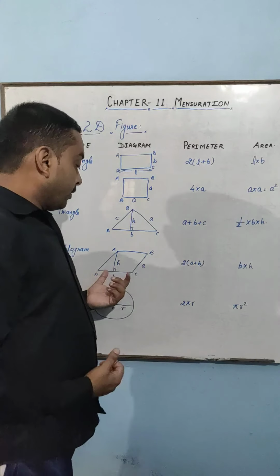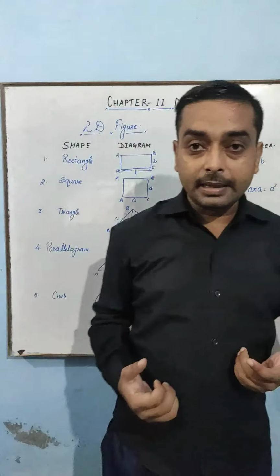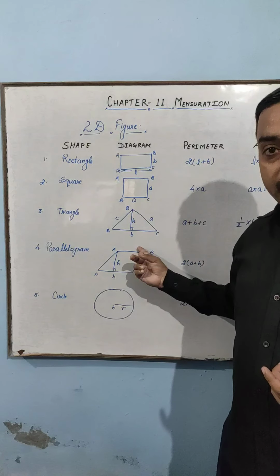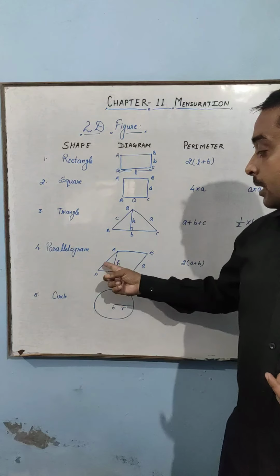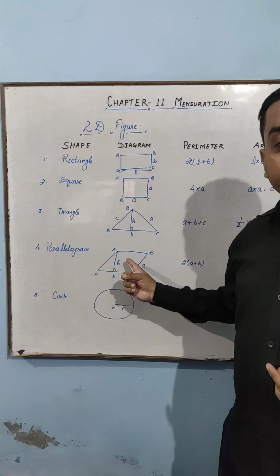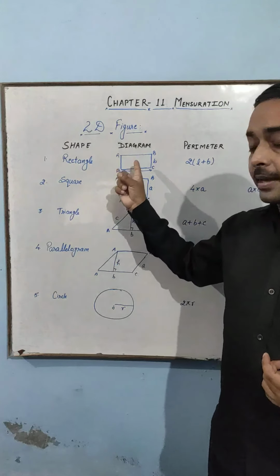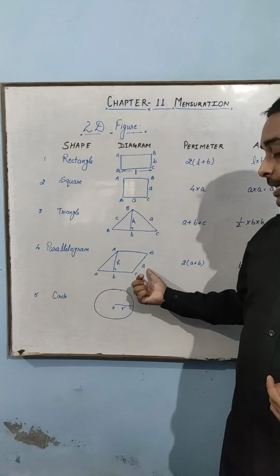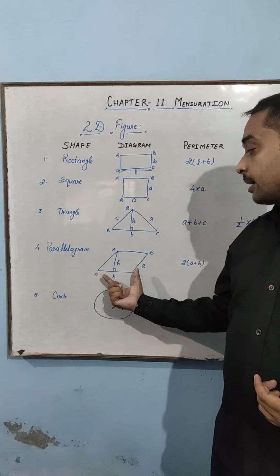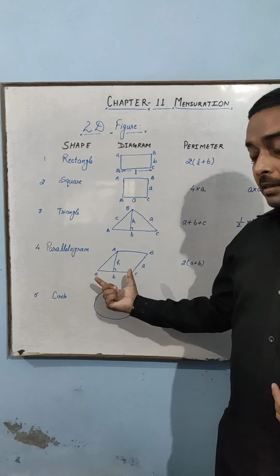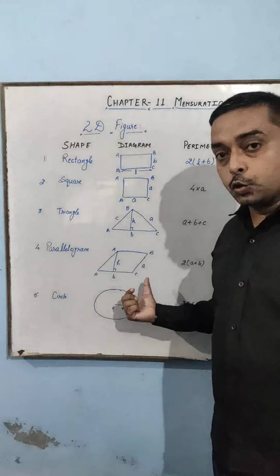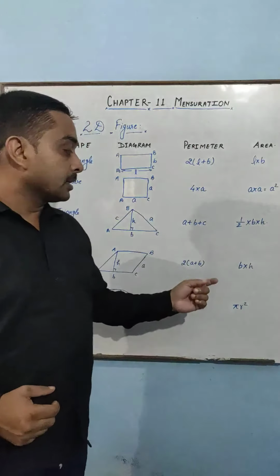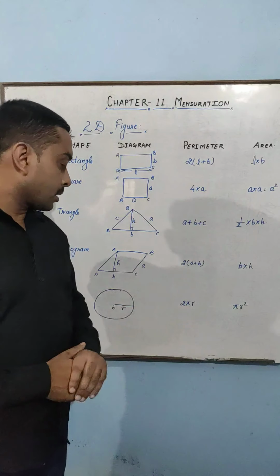Next one is parallelogram. In a parallelogram, the opposite sides are equal and parallel, but the angles are not equal to 90 degree, so it will differ from the rectangle. Let the breadth of the parallelogram be A and the length be B. Hence, the perimeter will be 2 times A plus B. And after that, the area is base into height.